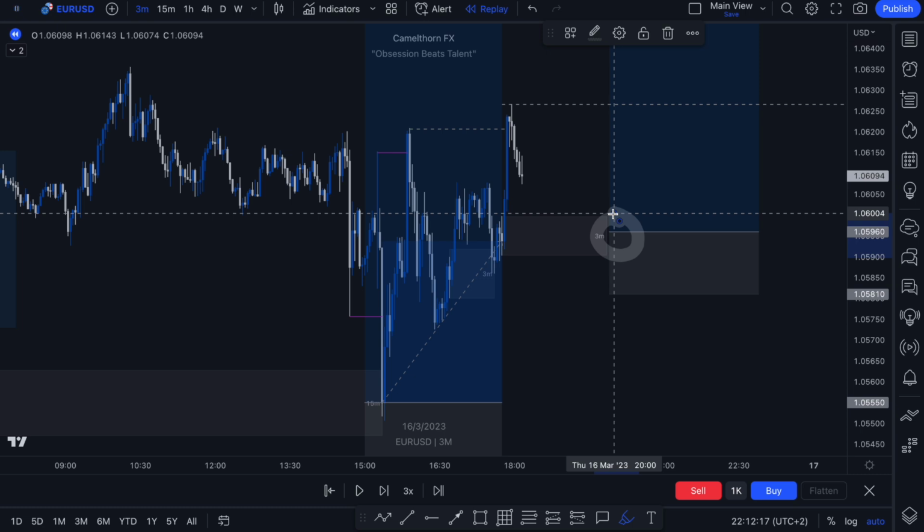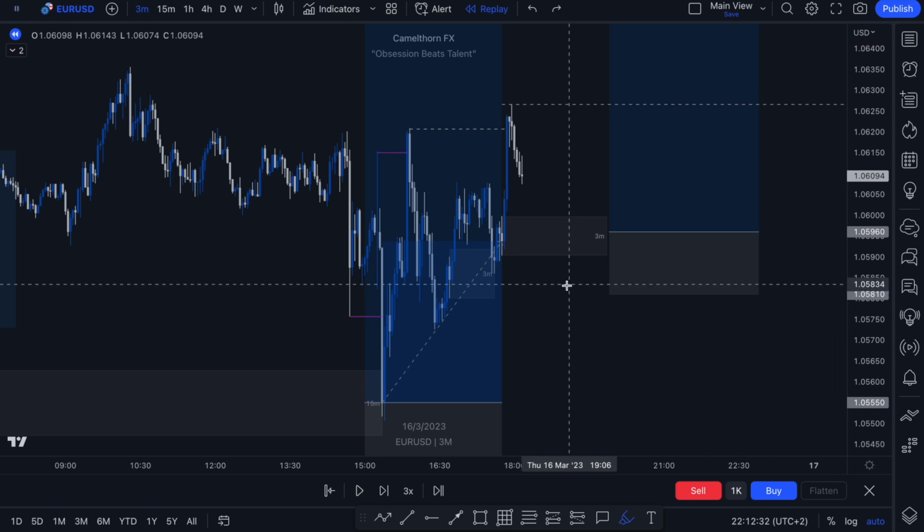All right, so my underlying bias is still bullish. I'm looking to trade that 15-minute pullback and the 4-hour pullback. I have already identified that daily supply zone that I'm anticipating price action to trade in towards.